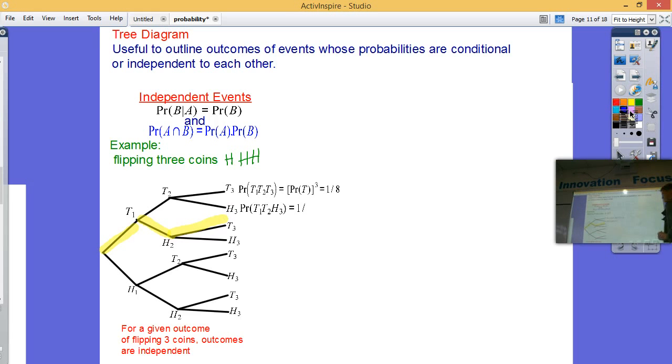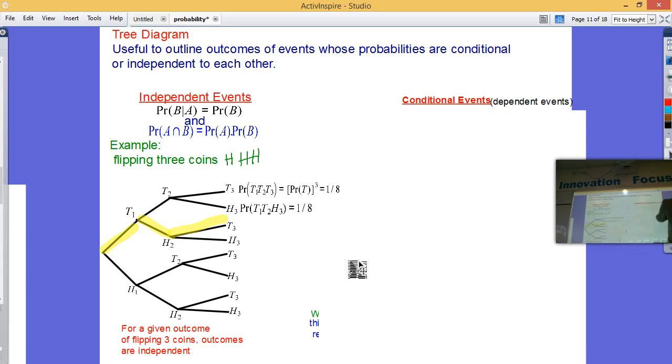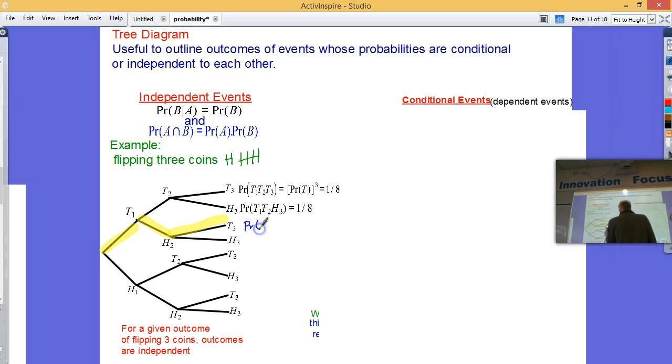So what we can notice here is, in a sense, the probability of 3 tails is the probability of 1 tail multiplied by the probability of another tail multiplied by the probability of another tail. Tail cubed, they're all the same probabilities, so we get 1/8. And in fact, we'll find that they're all a probability of 1/8. In this one, we've got tail first, and then head second, and then tail third.